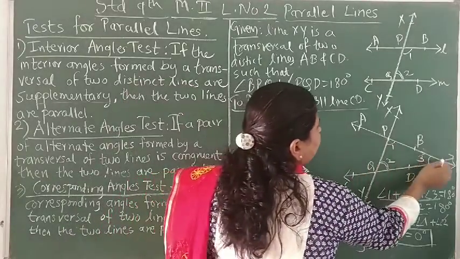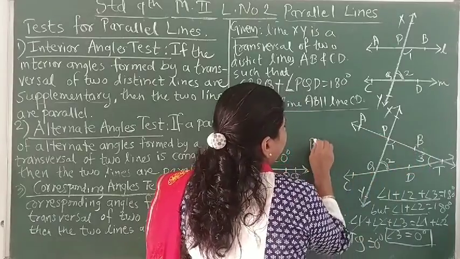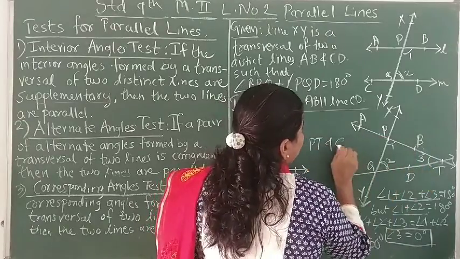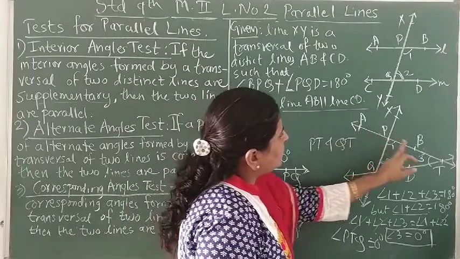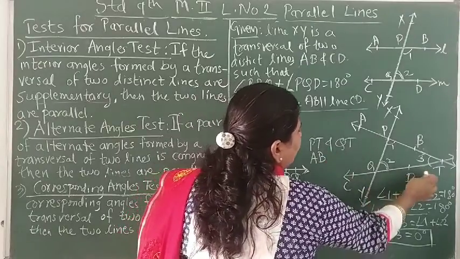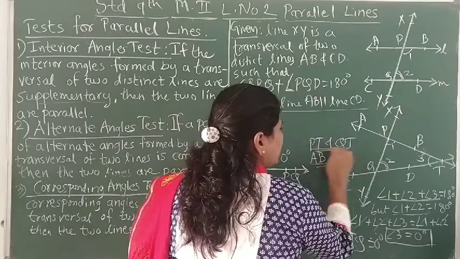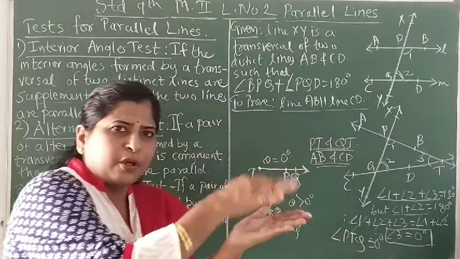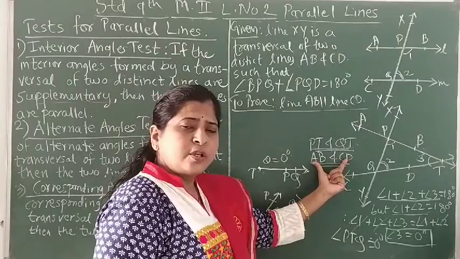But what is this line PT? Line PT and line AB are one and the same. If we find PT and QT, these two lines, are coincident, then PT means AB, it is going to be AB. And what is QT? QT is CD. So these two lines are coincident. If these two lines are coincident, they are overlapping on each other because this angle is 0.